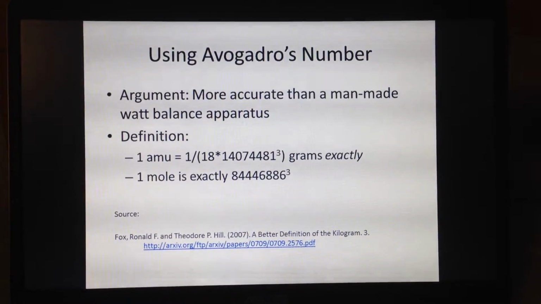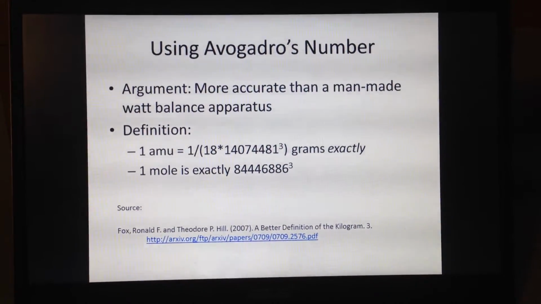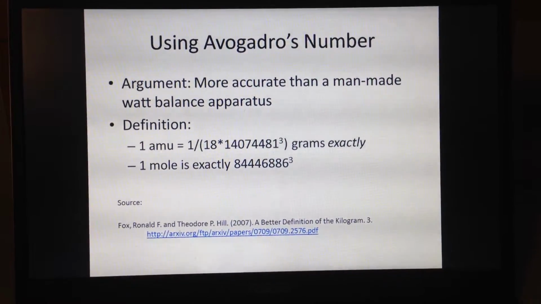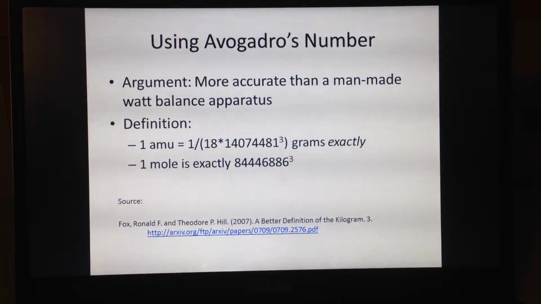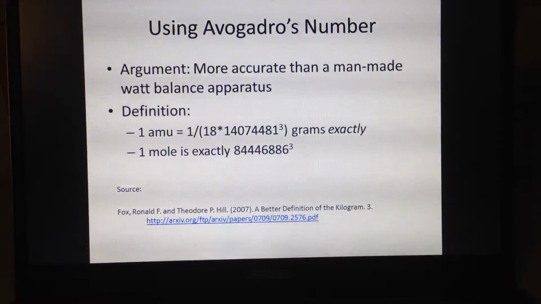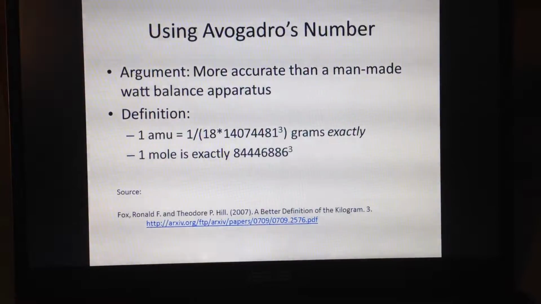Now the other method, using Avogadro's constant, wasn't really discussed in the lecture, so I decided to do a little research on the topic myself. Basically, the main argument used to support this method is that it's more accurate than using a man-made Watt balance apparatus, which varies from lab to lab.